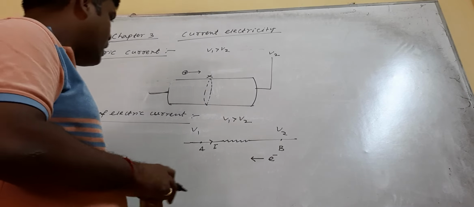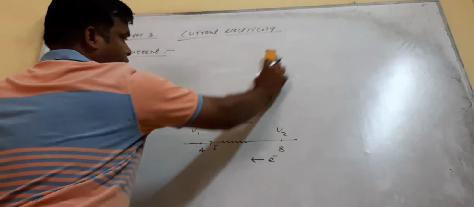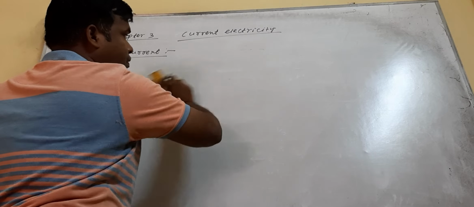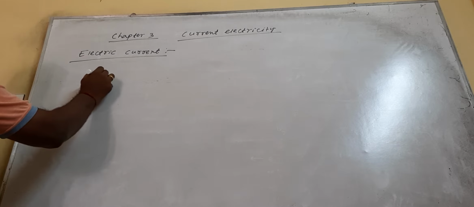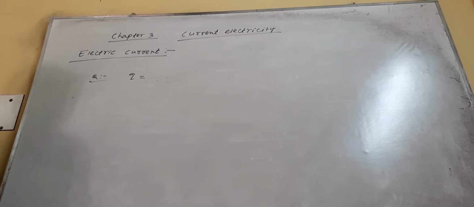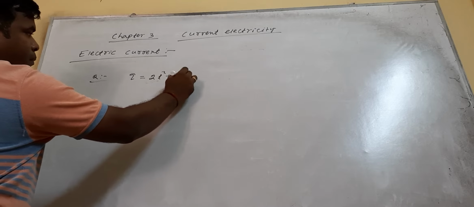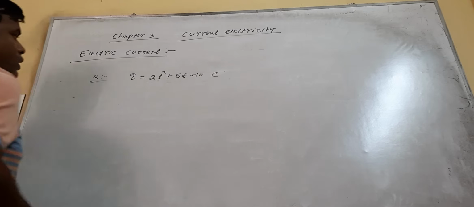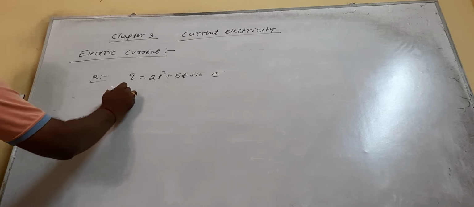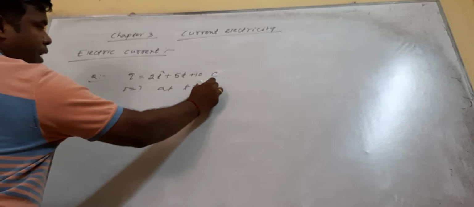If I ask a question: if Q depends upon time as 2t square plus 5t plus 10 coulomb, then what is the electric current at t is equal to 5 seconds?